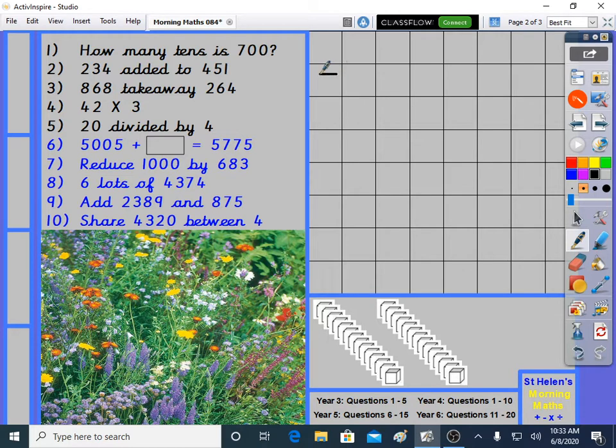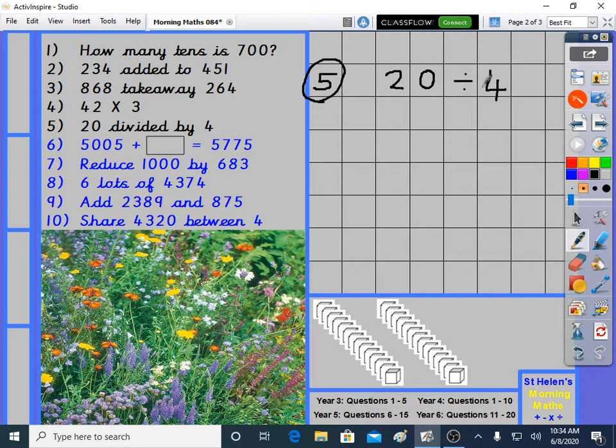So we're starting to do things a little bit differently here in times and divide at the moment. So I'm going to do 20 divided by 4 a bit differently to normal. 20 divided by 4. Hopefully you understand that 20 divided by 4 means 20 shared between 4. We've been doing lots of sharing in division.